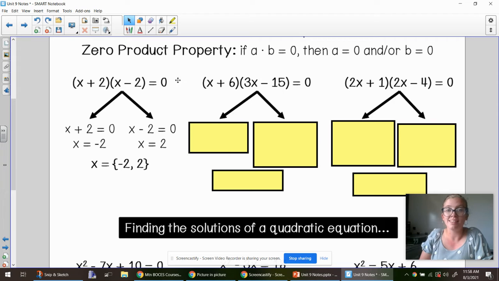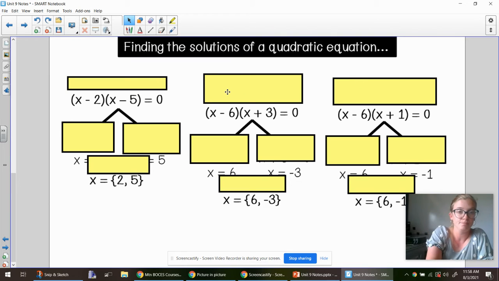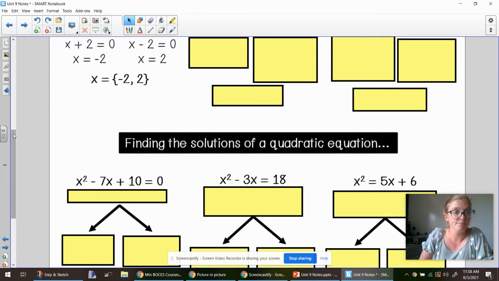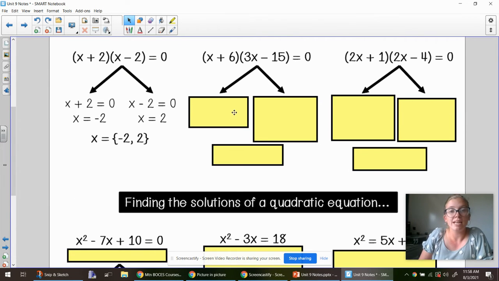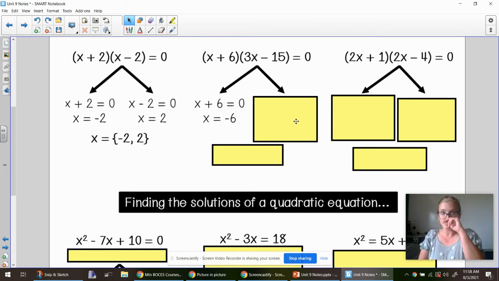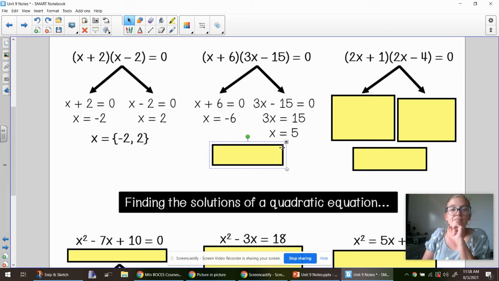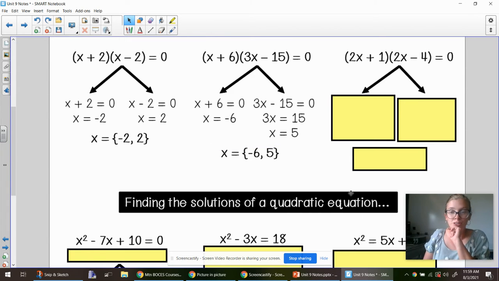Let's do that again with this expression. X plus 6 times 3x minus 15 equals 0. I've got two expressions, two factors being multiplied to equal 0. Somehow I scrolled. Let's go back. So x plus 6 equals 0. Subtract 6 on both sides. X should equal negative 6. 3x minus 15 equals 0. Add 15 on both sides and divide by 3. X equals 5. These are the two possible solutions of x.